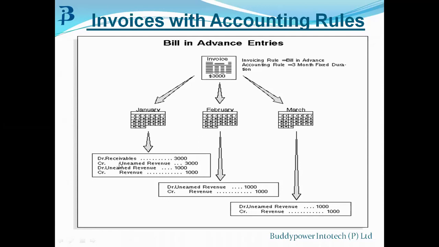Receivable account debit 3,000 and unearned revenue credit 3,000. You got the term unearned revenue here. Yes, 3,000. Then you receive a payment of 1,000 as a contract.